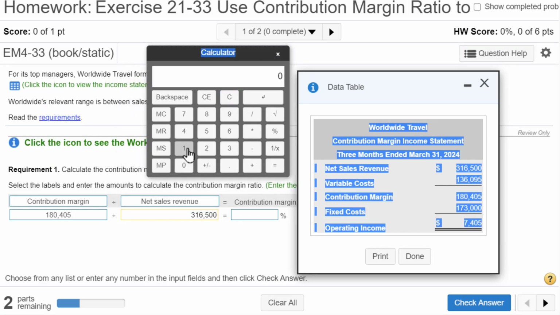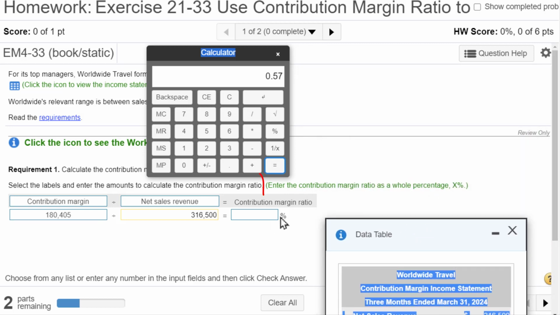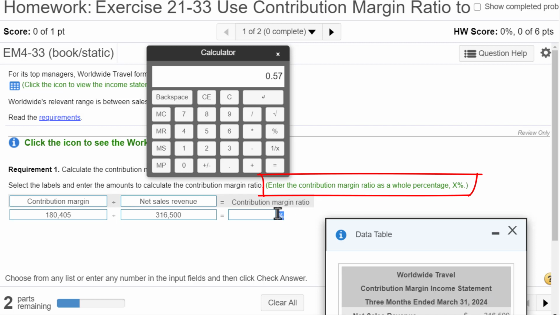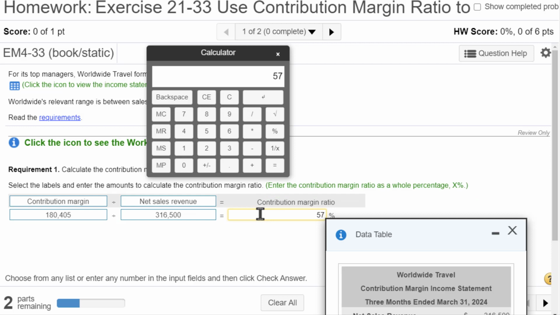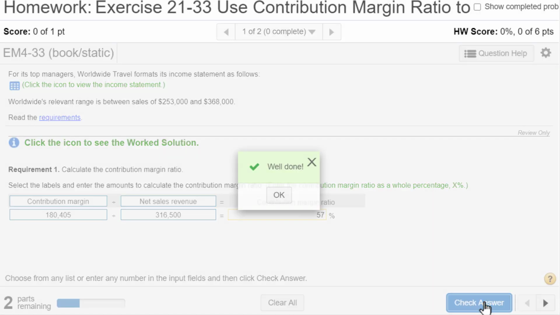So we got 180,405 divided by 316,500 equals 0.57. Now remember, this says enter it as a percentage, and we could tell because it has a percent sign. So how do we convert a decimal to a percentage? You multiply by 100. 0.57 times 100 equals 57%. Of course, you could just move the decimal 2 places to the right. Well done.